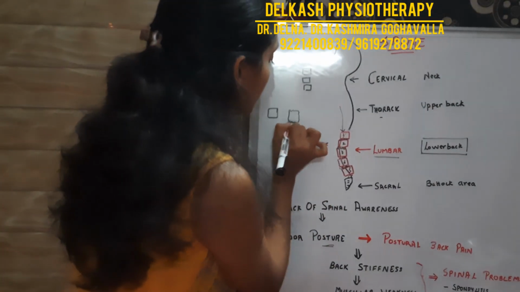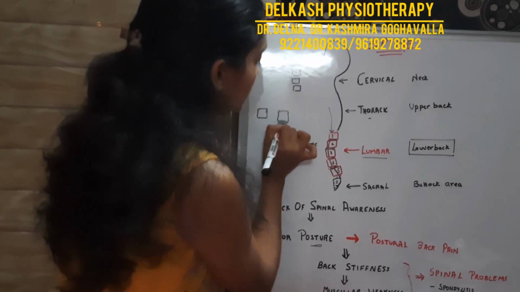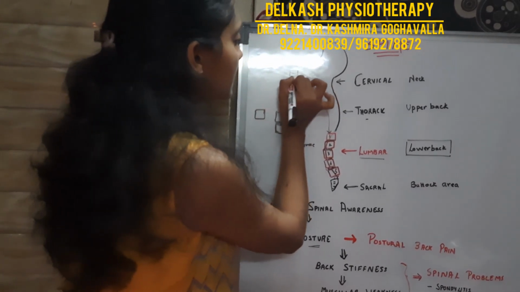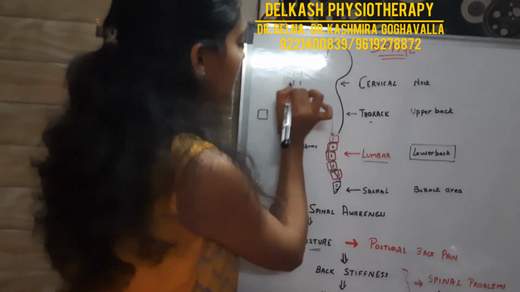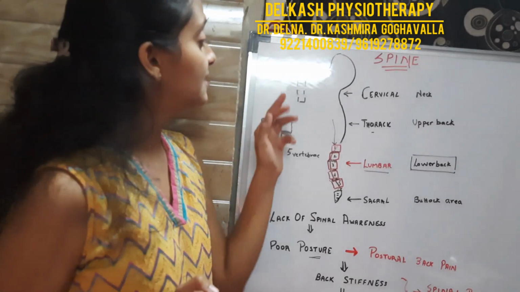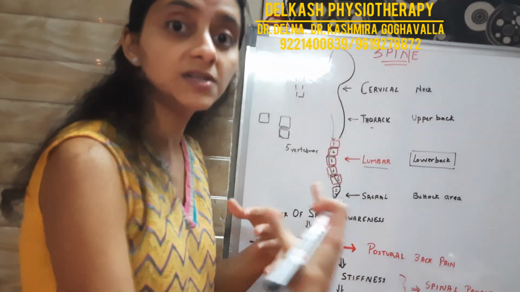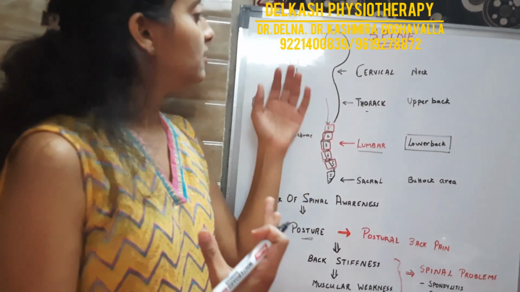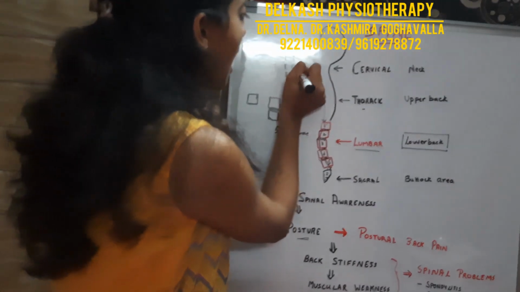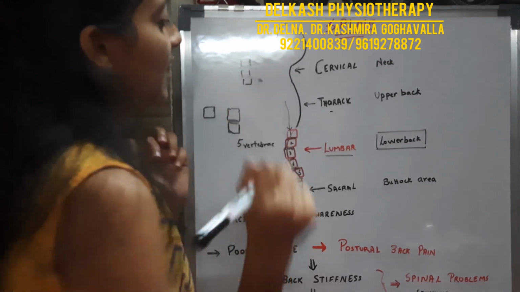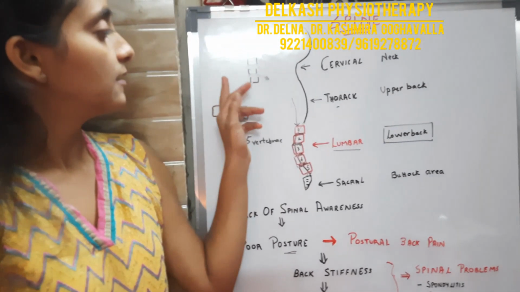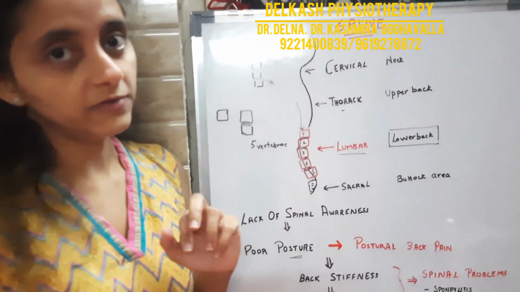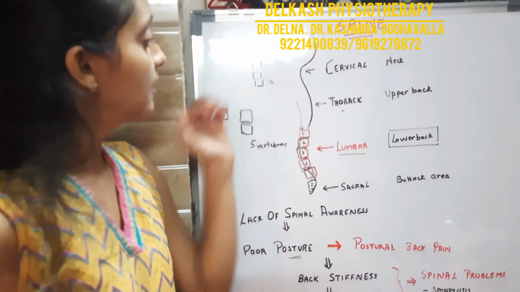Then there are issues with the intervertebral disc. There is a disc between the vertebral bones, a soft jelly-like material, and when you put pressure in wrong positions, this disc can slip out of its place and cause a slip disc. This is another very common problem which happens with spinal issues.